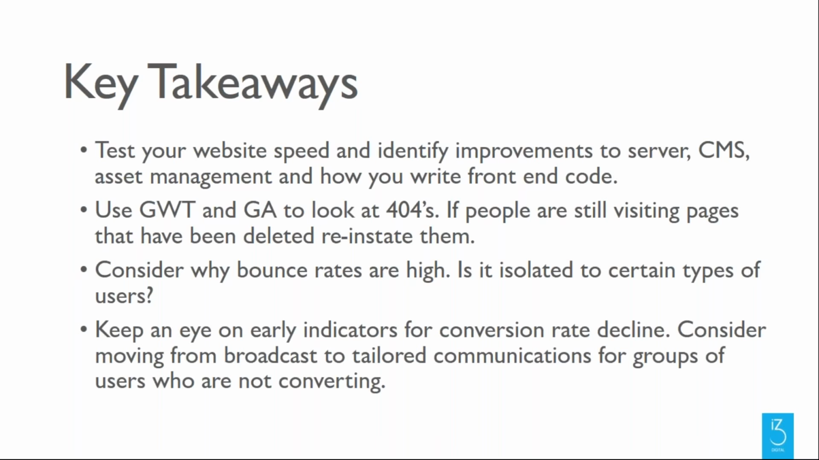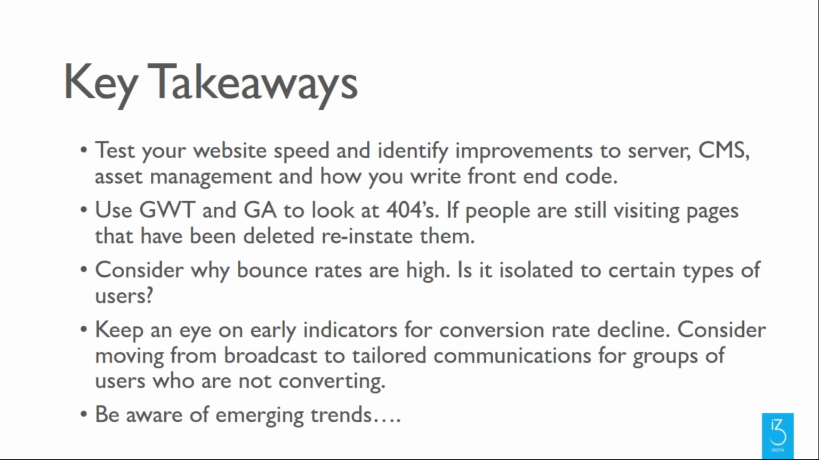And the next point is to keep an eye on the early indicators of conversion rate decline. And you should consider moving away from broadcast telecommunications, as Keith said. And if you haven't got the tools to do that, it's still possible. It's still a manual process. And the last thing I was going to mention is to be aware of emerging trends, because there are emerging trends and they're often quite unusual. You wouldn't have seen them coming.